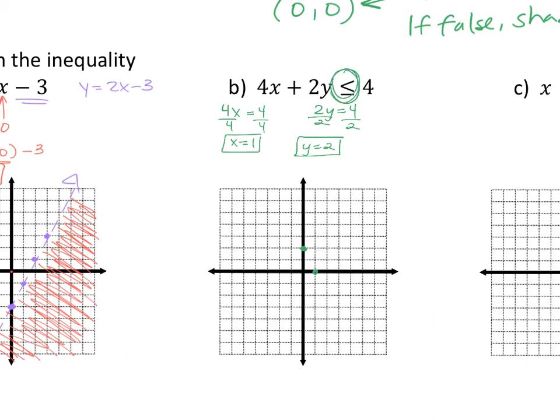Now take a look at your symbol. It's less than or equal to. So this is going to be a solid line. So I'm going to line up my straight edge, draw that solid line in.